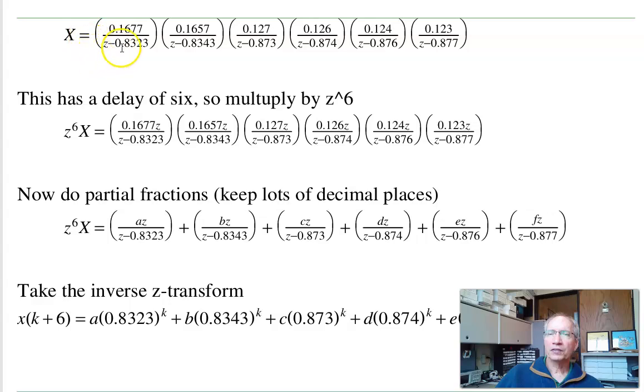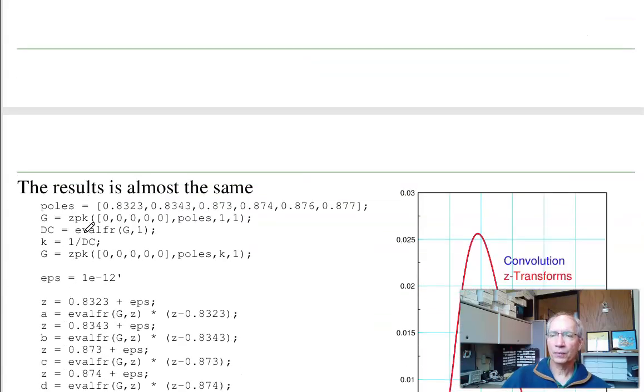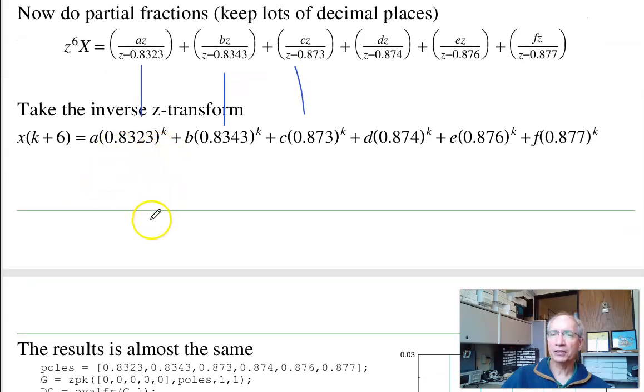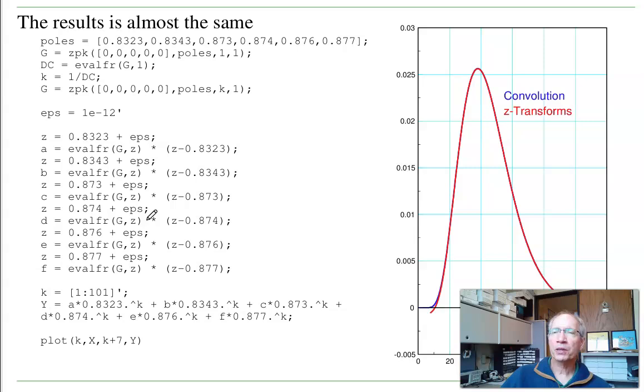This has a delay of 6, z to the 6th in the denominator, nothing in the numerator, so the denominator is 6 orders higher. Let's multiply both sides by z to the 6th. When I do that, I can do a partial fraction expansion, pull out a z, partial fraction, put it back. This will be something in this form. Once I find a, b, c, d, e, f, take the inverse z-transform, that's easy. Then divide by z to the 6th. When I do that, all the k's go to k minus 6. So the result will be almost the same.